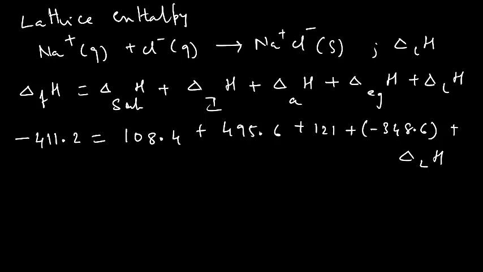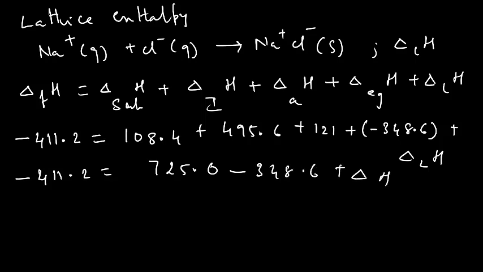Now let us make the algebraic sum. So minus 411.2 is equal to, if we add all these positive values, we get 725.0, and this is plus into minus 348.6 plus delta enthalpy, lattice enthalpy. So here minus 411.2. So this is plus and this is minus. So if we subtract 348.6 from this value, we get 376.4 plus lattice enthalpy.